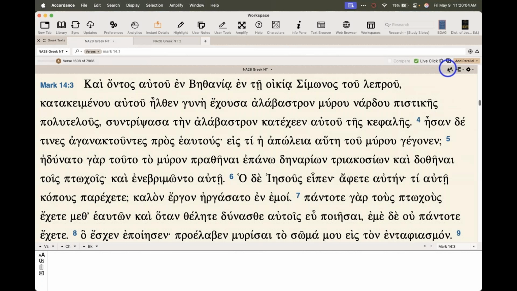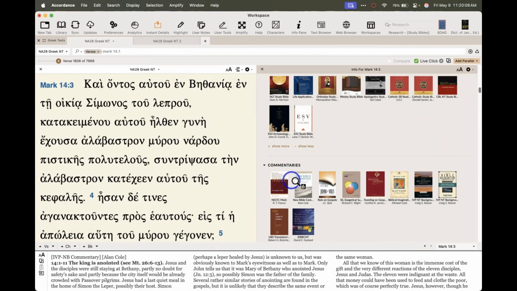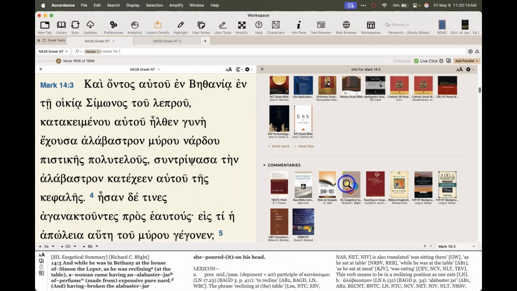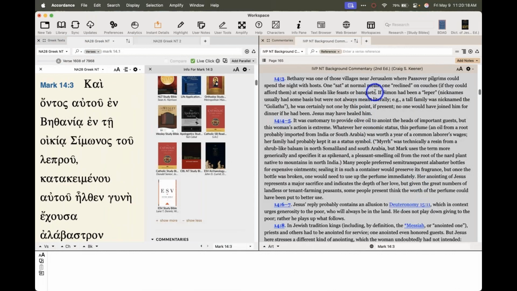I would start with the SIL exegetical commentary on this, or even a Bible background commentary. But it would be worth just checking through everything around leprosy. And in fact, you'll see here from Keener: if Simon had been a leper, nicknames usually had some basis, but were not always meant literally. He was certainly not one by this point. If present, no one would have joined him for dinner if he had been. Jesus may have healed him.